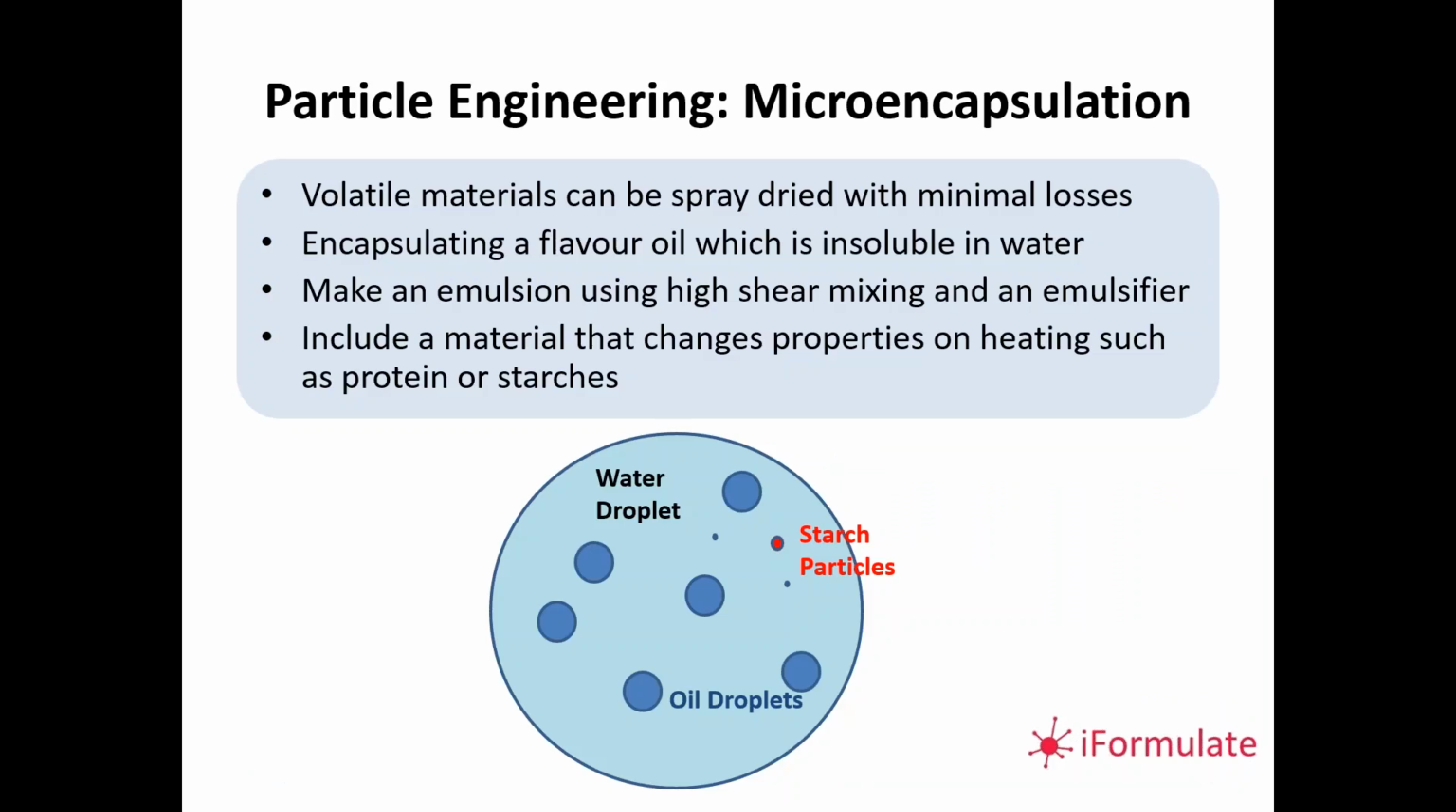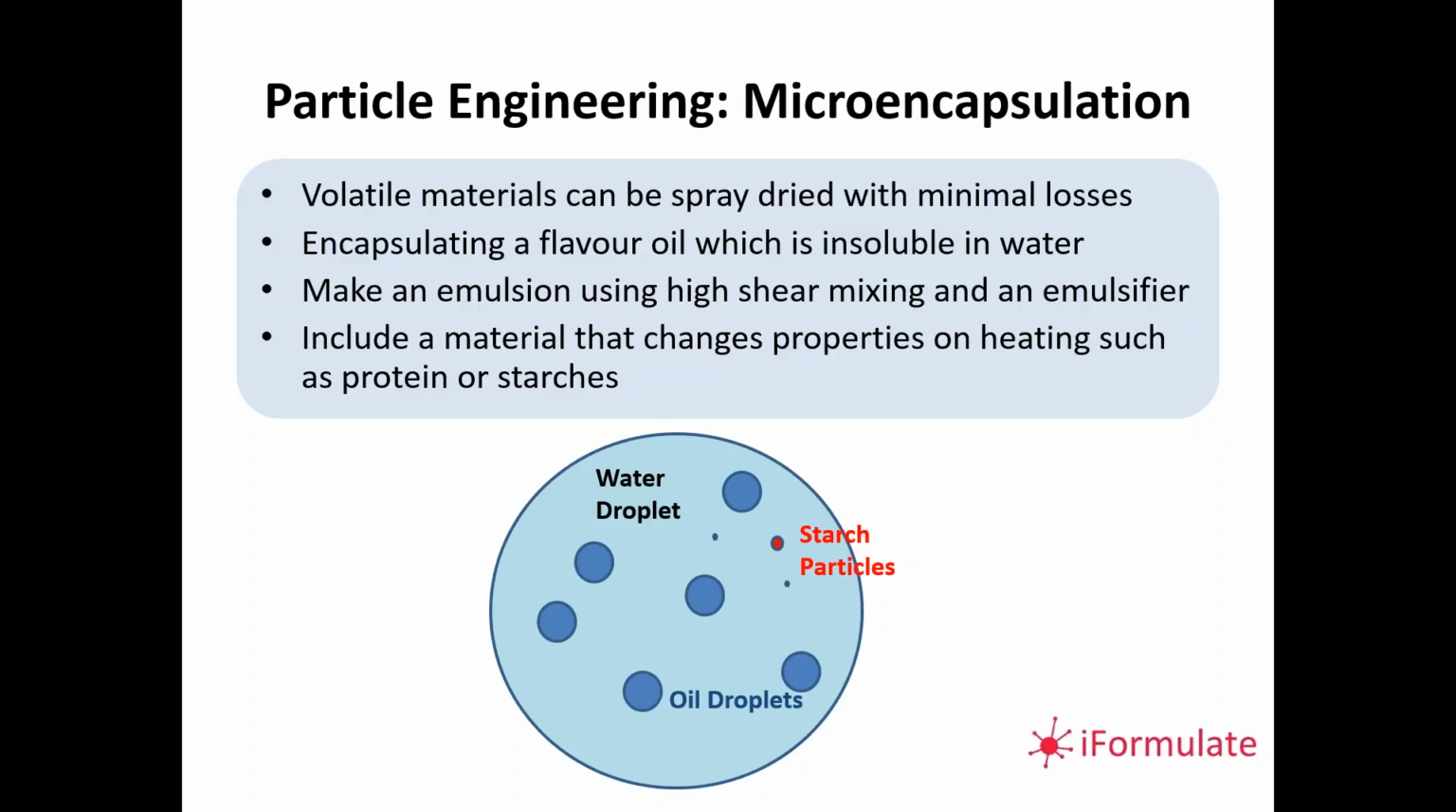And finally, as an example of a more complex engineered structure, you can also encapsulate particularly volatile materials such as oils and flavors via spray drying. This is a very cost-effective approach compared to standard encapsulation processes. Basically, you form an emulsion with very fine droplets of the oil stabilized by particles of starch or proteins such as milk, and then you atomize the liquid to form droplets. So you've got droplets inside of droplets.